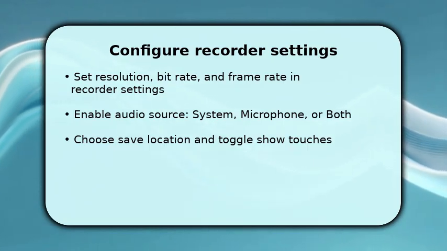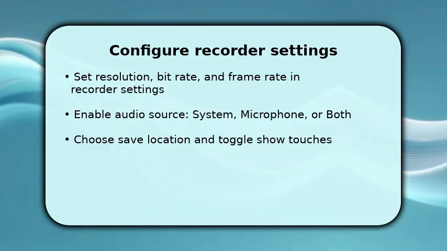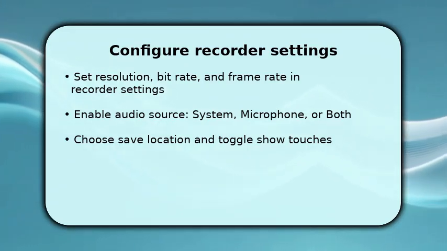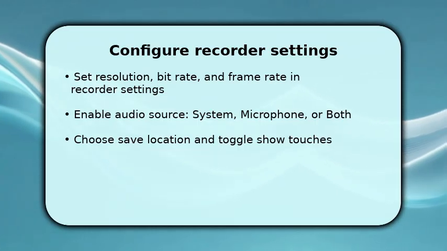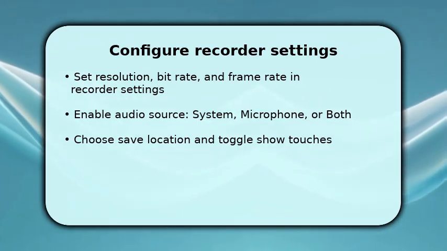Select audio source: microphone for narration, system audio for internal sound, or both when available. This matters because Android sometimes blocks internal audio without system support. Finally, pick Save Location and toggle Show Touches.